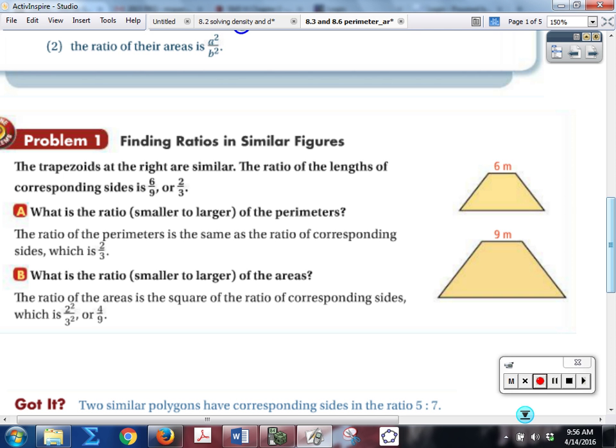So if I knew what this one was, which we're going to do in a minute, if I knew what one of these was, I would be able to find the other one, because this one would be 4/9 the size of this one. And you need to set up a proportion. It's going to be a lot of proportions to solve today.